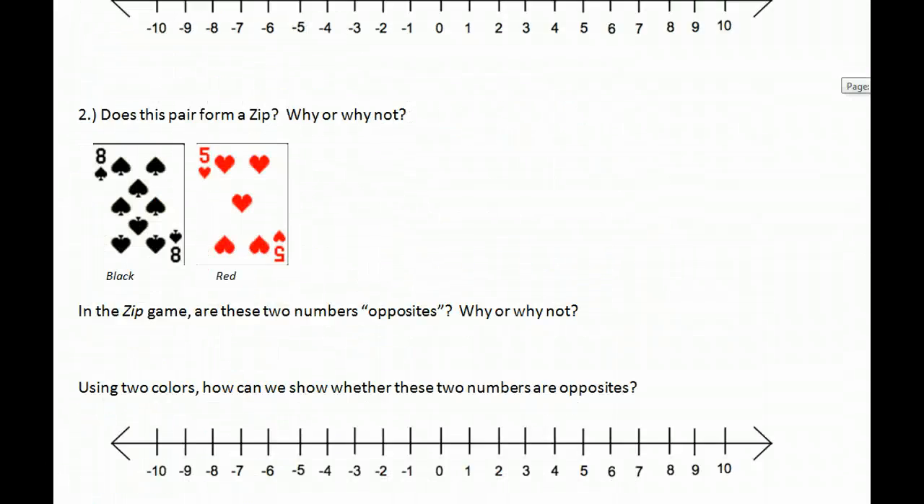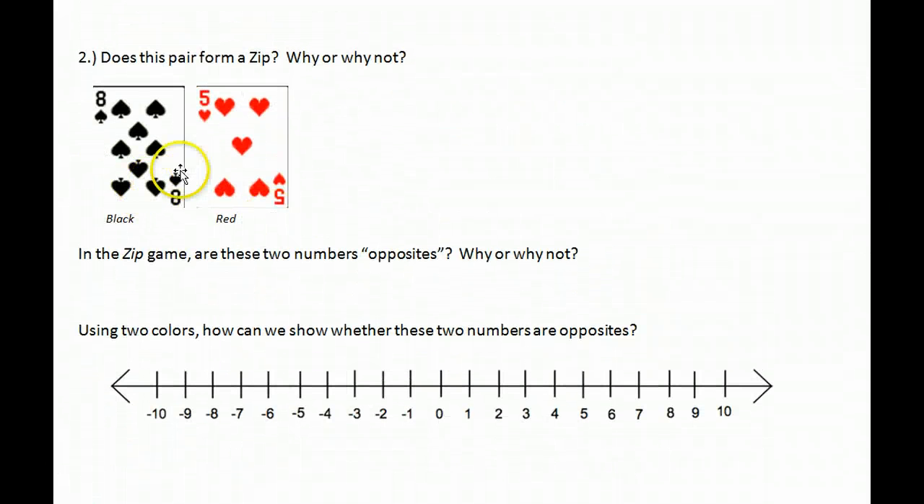So on the next model, does this pair form a zip? No. You would have 3 more blacks than reds. Are they opposites? No, they're not additive inverses. They don't add up to form 0. The way you'd model this is you still start at 0. And since we started with +8, I'm going to go 8 spaces to the right. There we go. So I've got the number +8.